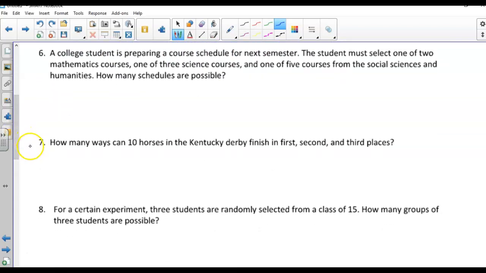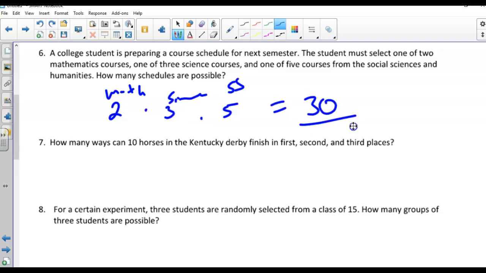All right. A college student is preparing a course schedule for next week. The student must select one of 2 mathematics courses, one of 3 science courses, and 5 courses of social studies. What do we have right here? So 2 times 3 is 6. 6 times 5 is 30. So we got 30.